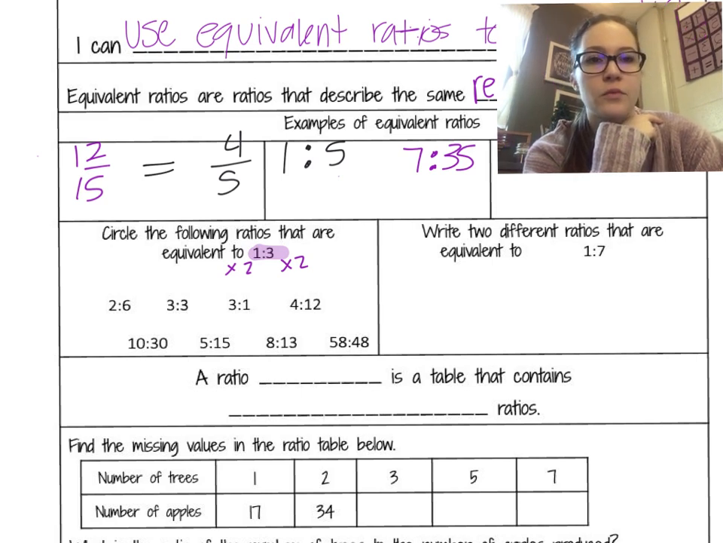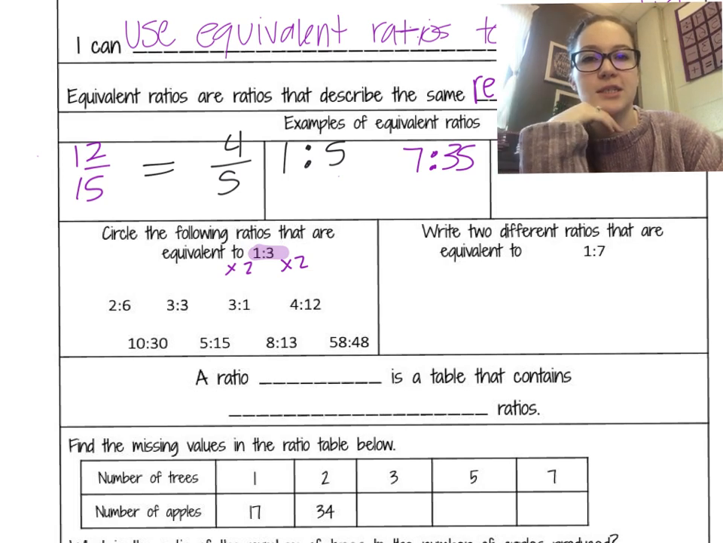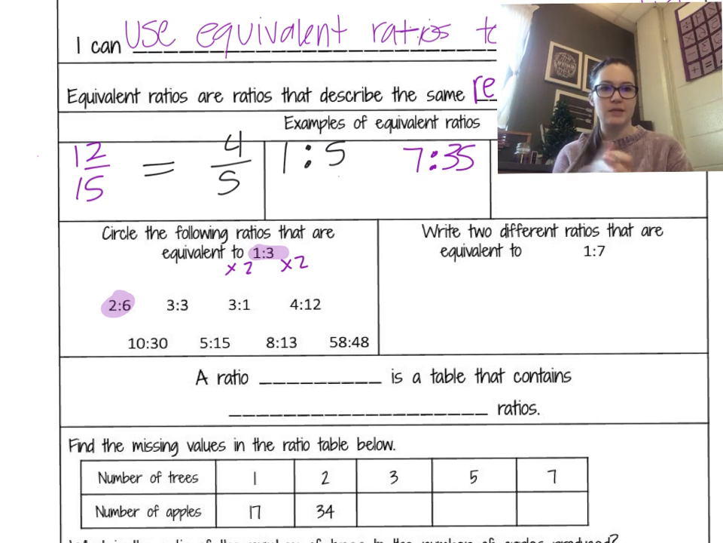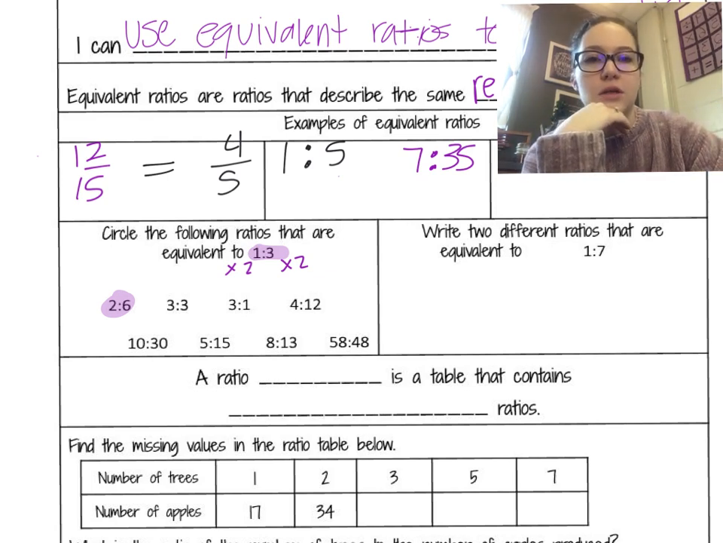There we go. Okay, so 1 times 2 is 2, and 3 times 2 is 6. So since that worked out, 2 to 6 is an equivalent ratio, because I could multiply by both things on each side, and it got me one of those, okay?